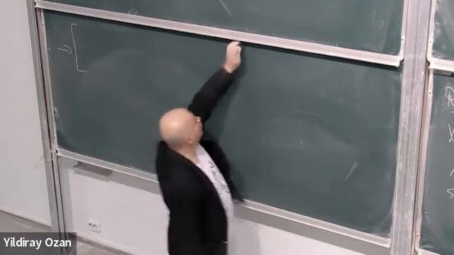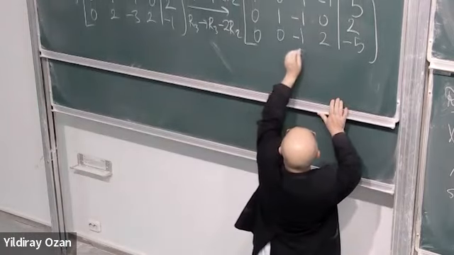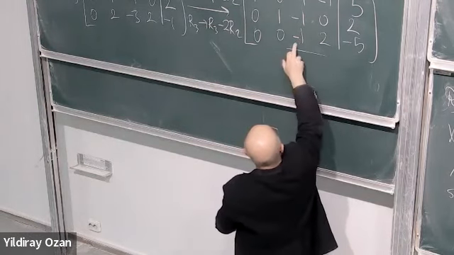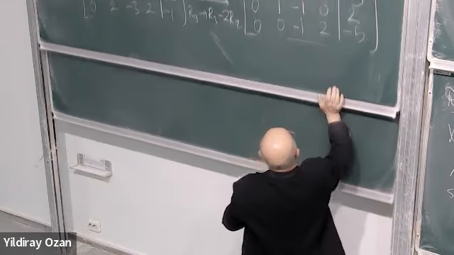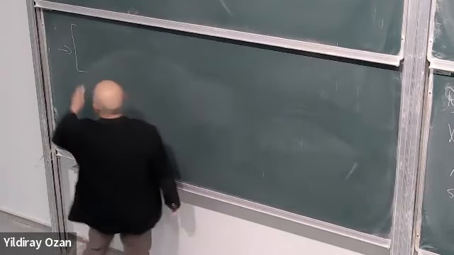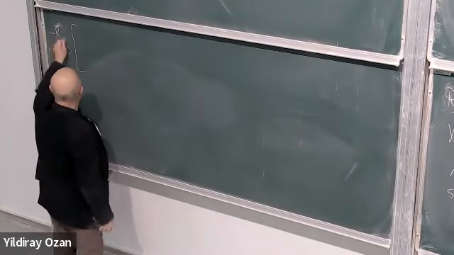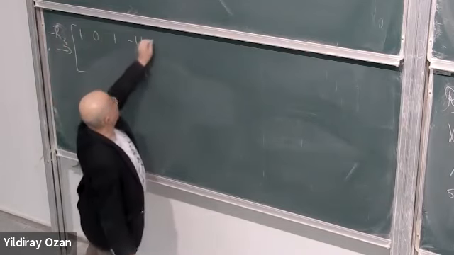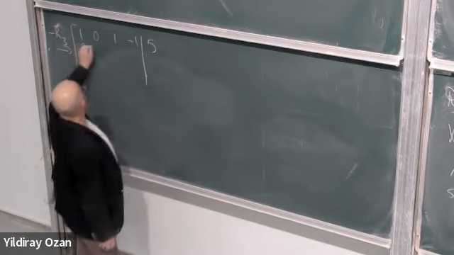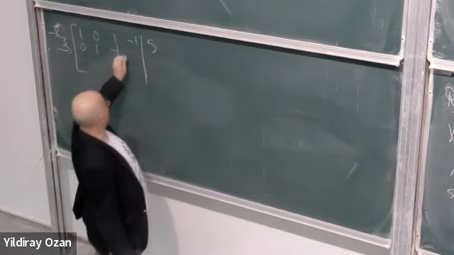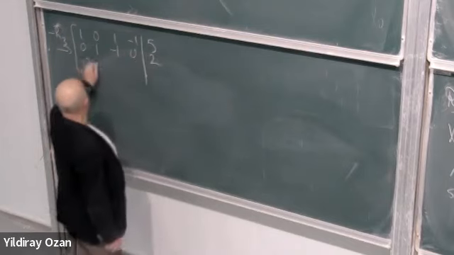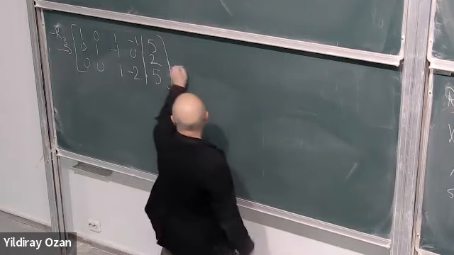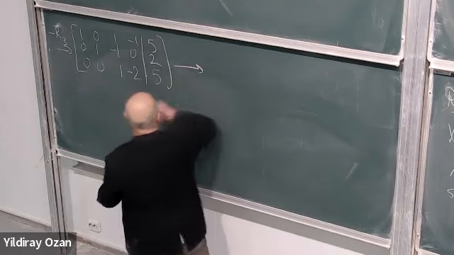What else can I do? I may now look at the third row, make this +1. So to do so, I have to multiply the third row with -1. So we get 1, 0, 1 minus 1, 5, 0, 1, minus 1, 0, 2, 0, 0, 1, minus 2, 5. And then here this guy.